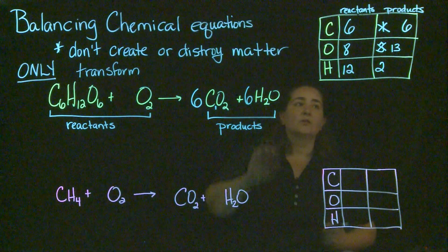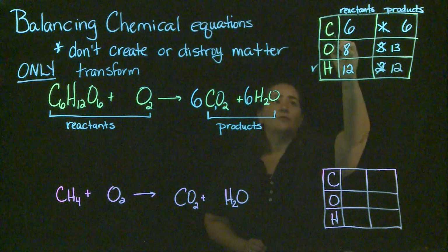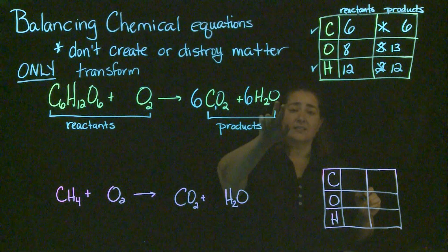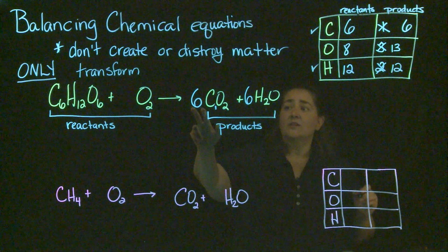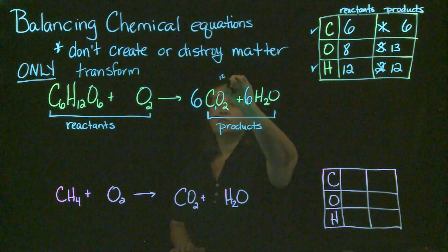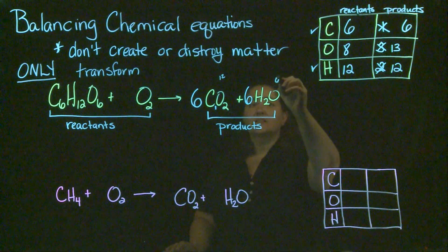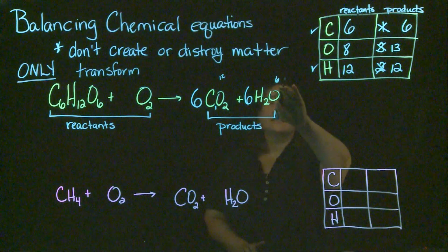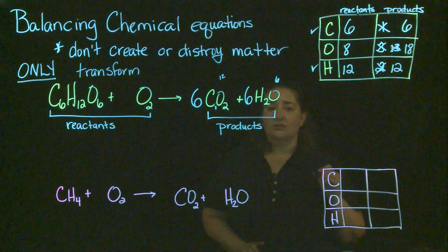6 times 2, that now makes that 12, okay? So we're good for hydrogen, we're good for carbon. But again, because we put the 6 here, we have to apply that to the oxygen as well, all right? So we have 6 times 2, so we've got 12 oxygen over here. 6 times 1, we've got 6 oxygen over here, that's a 6, okay? So now 12 plus 6, that's going to give us 18 oxygen, okay?